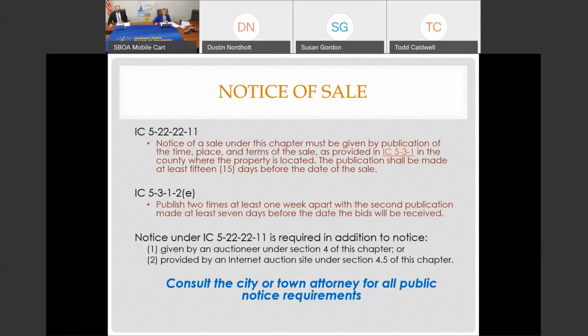So you might want to talk to your attorney about those public notices and how you can actually fulfill both of those. Now, the notice that's required in 522-2211 is in addition to any notice that would be given by an auctioneer or an internet auction site. But again, please always discuss that with your attorney.